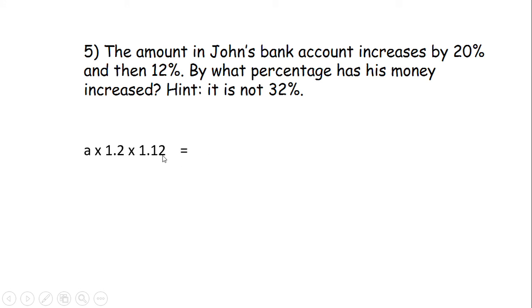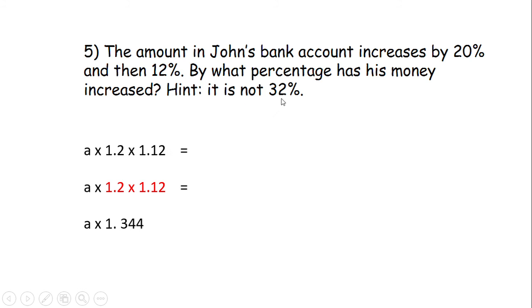And if we combine these two multipliers together by doing 1.2 times 1.12, that's going to give us 1.344. And you can try that, say with £100. Take 100, increase it by 20%. You're going to get 120. And then take that 120 and increase it by 12%, you're going to get £134.40.